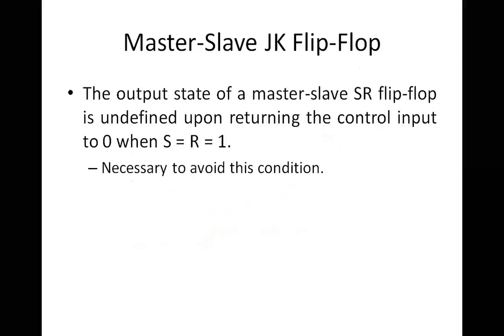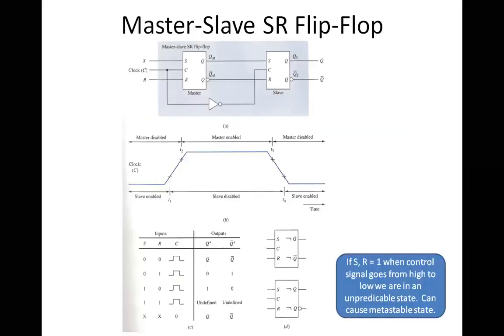Okay, so the next one that we'll be looking into is the master slave JK flip-flop. Here, the output state of a master slave SR flip-flop is undefined upon returning the control input to 0 when S and R both are 1. That is one of the disadvantages of having an SR flip-flop. What was the disadvantage? Whenever S and R both are high, I'm getting an invalid output. So I want to control this. To control it, instead of using an SR flip-flop, I'll be using the JK flip-flop.